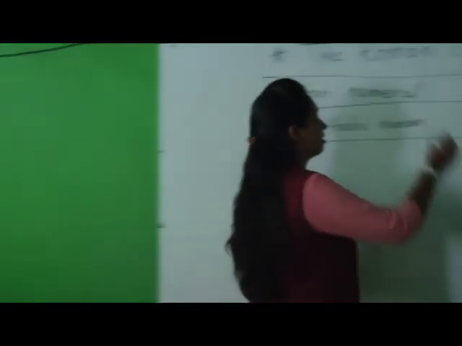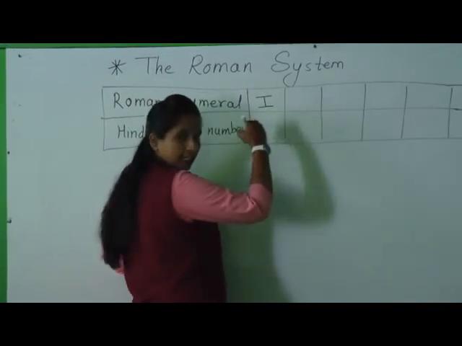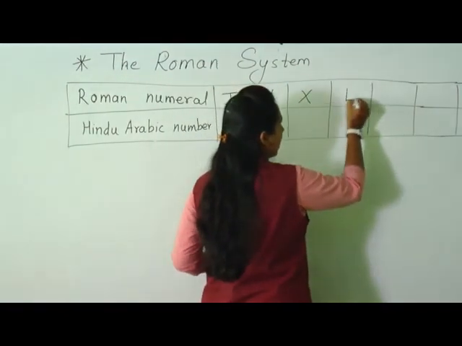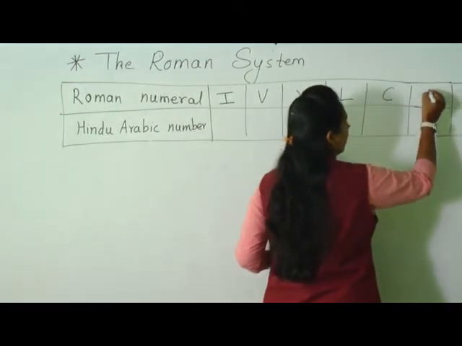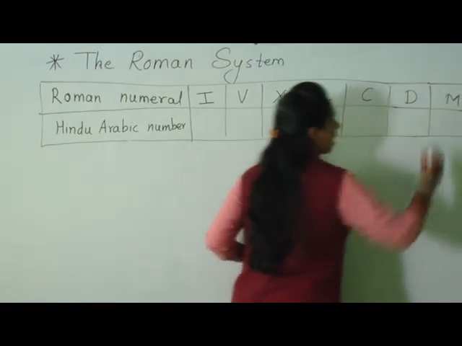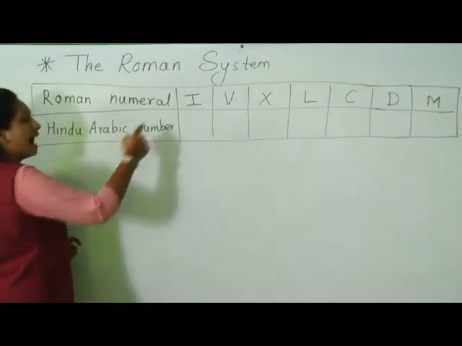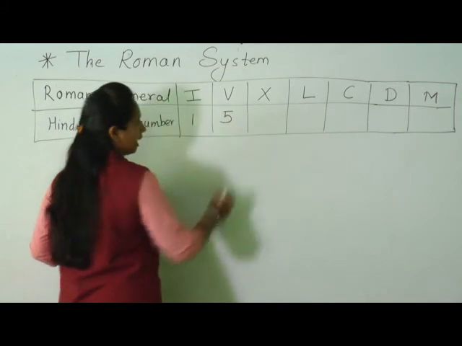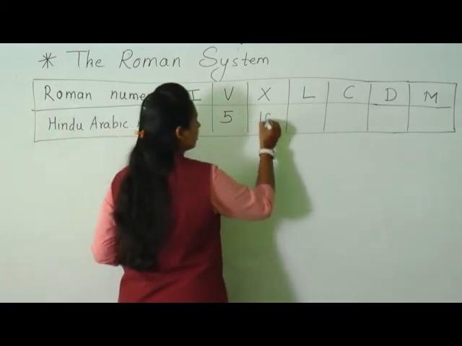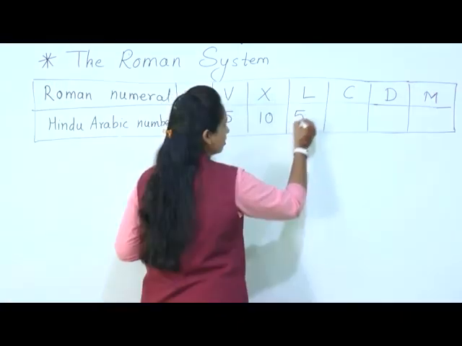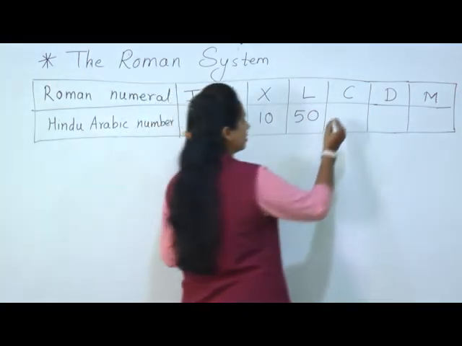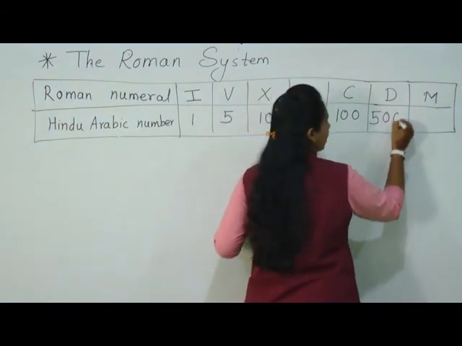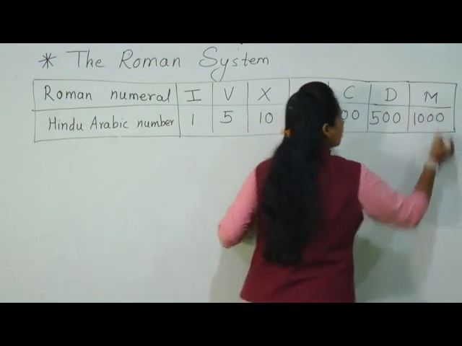Okay, first is I, second is V, and the next is X, the next is L, and the next is C, and the next is D, and the last one is M. Okay, so I represents 1, V represents 5, X represents 10, L represents 50, C represents 100, D represents 500, and M represents 1000.